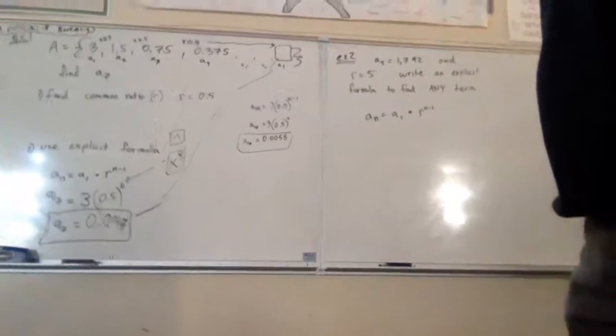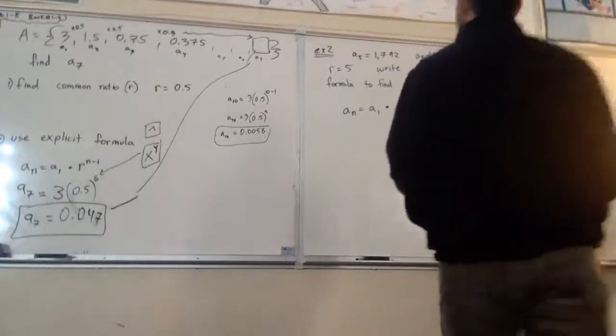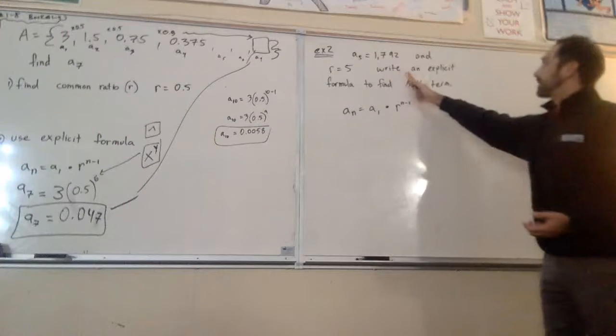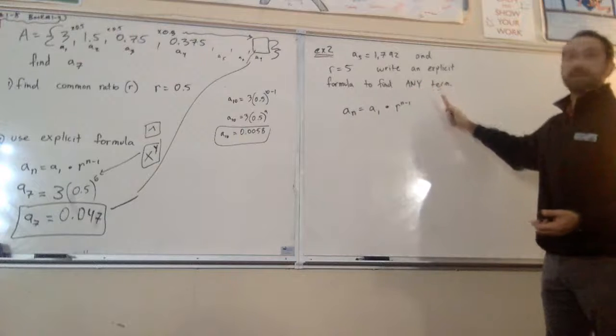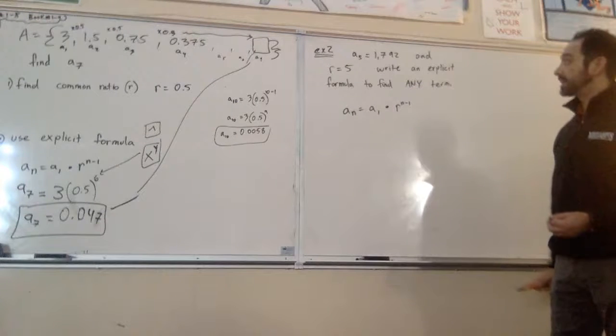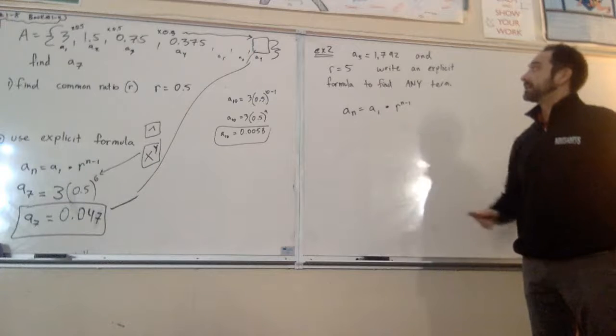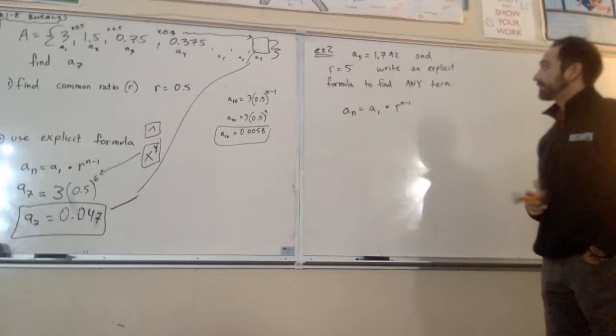Let's see. Did I say a sub 5 equals that? Yeah, that's a sub 5, and we know the common ratio is 5. You're going to write an explicit formula to find any term. Looks like we have to find what the first term is first. We don't know that. So, how are we going to set this up?